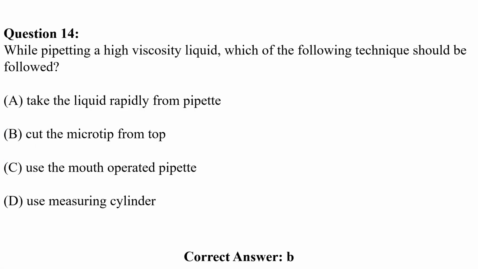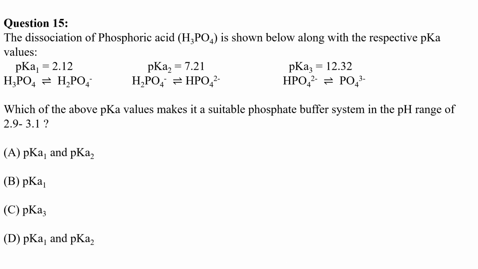Okay, correct answer is option B. Moving to the next question, question number 15. The dissociation of phosphoric acid is shown below along with the respective pKa values. So I told you phosphoric acid can actually dissociate in 3 levels. Every time a proton is dissociated, we have a particular pKa value.